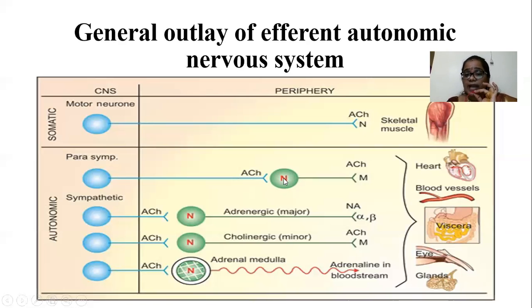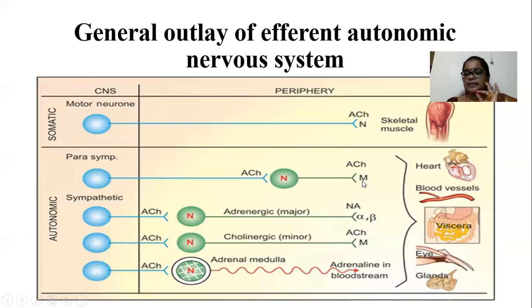Then that signal is received by the postganglionic neuron. The postganglionic neuron releases the same acetylcholine neurotransmitter. Then this acetylcholine binds with what kind of receptors? That is the muscarinic receptor. M means muscarinic, N means nicotinic, note down. M means muscarinic receptors, and these muscarinic receptors are located on the heart and blood vessels.